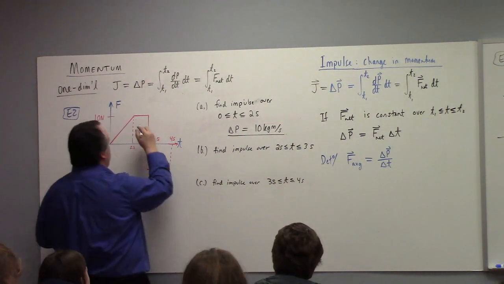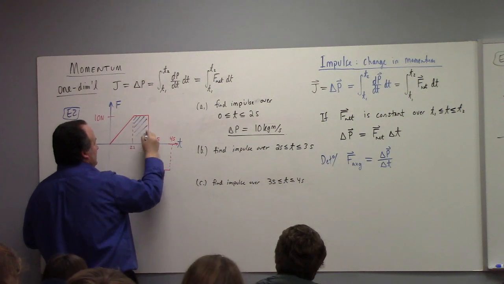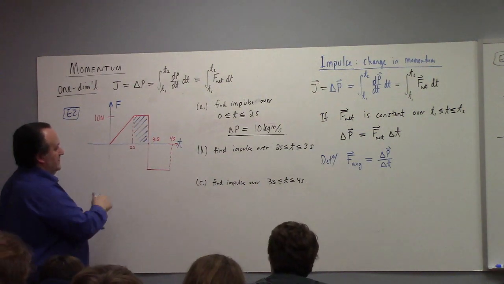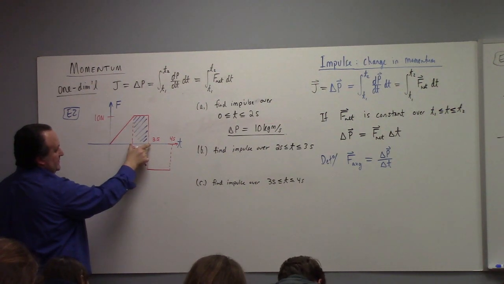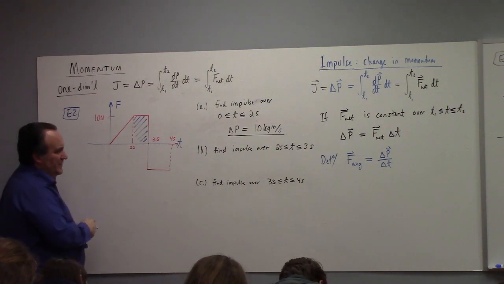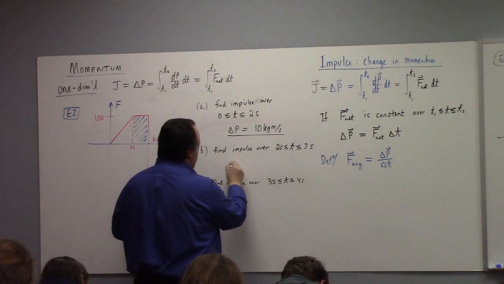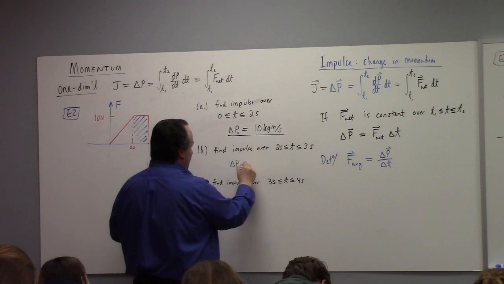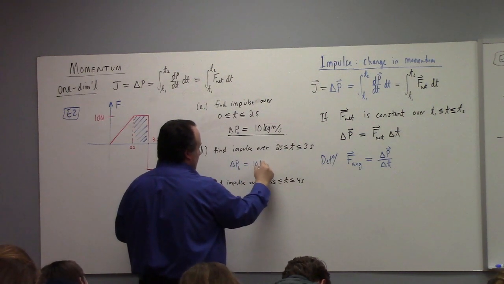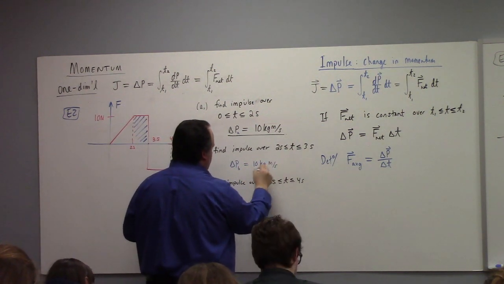So this piece right here is even easier. What's this area? We have 10 newtons times 1 second, the change in t, right? So the change in momentum there, let me call this the change in momentum for part A, the change in momentum for part B. Oh, it's the same, isn't it? 10 kilogram meters per second. All right, great.